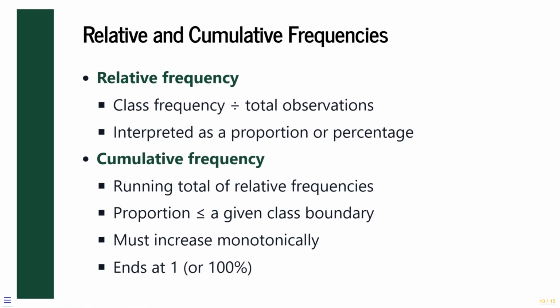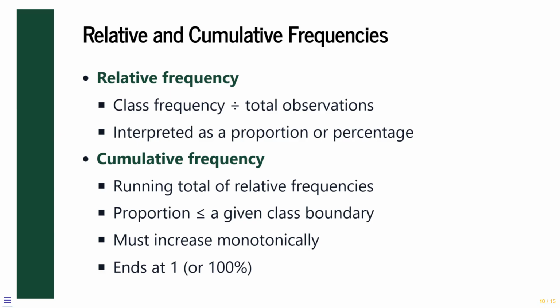Raw counts are helpful, but sometimes we want to know what proportion of observations fall into each class. The relative frequency of a class is the class frequency divided by the total number of observations. If you add successive relative frequencies as you move across the classes, you get the cumulative frequency, which tells you the proportion of observations less than or equal to a given class boundary.